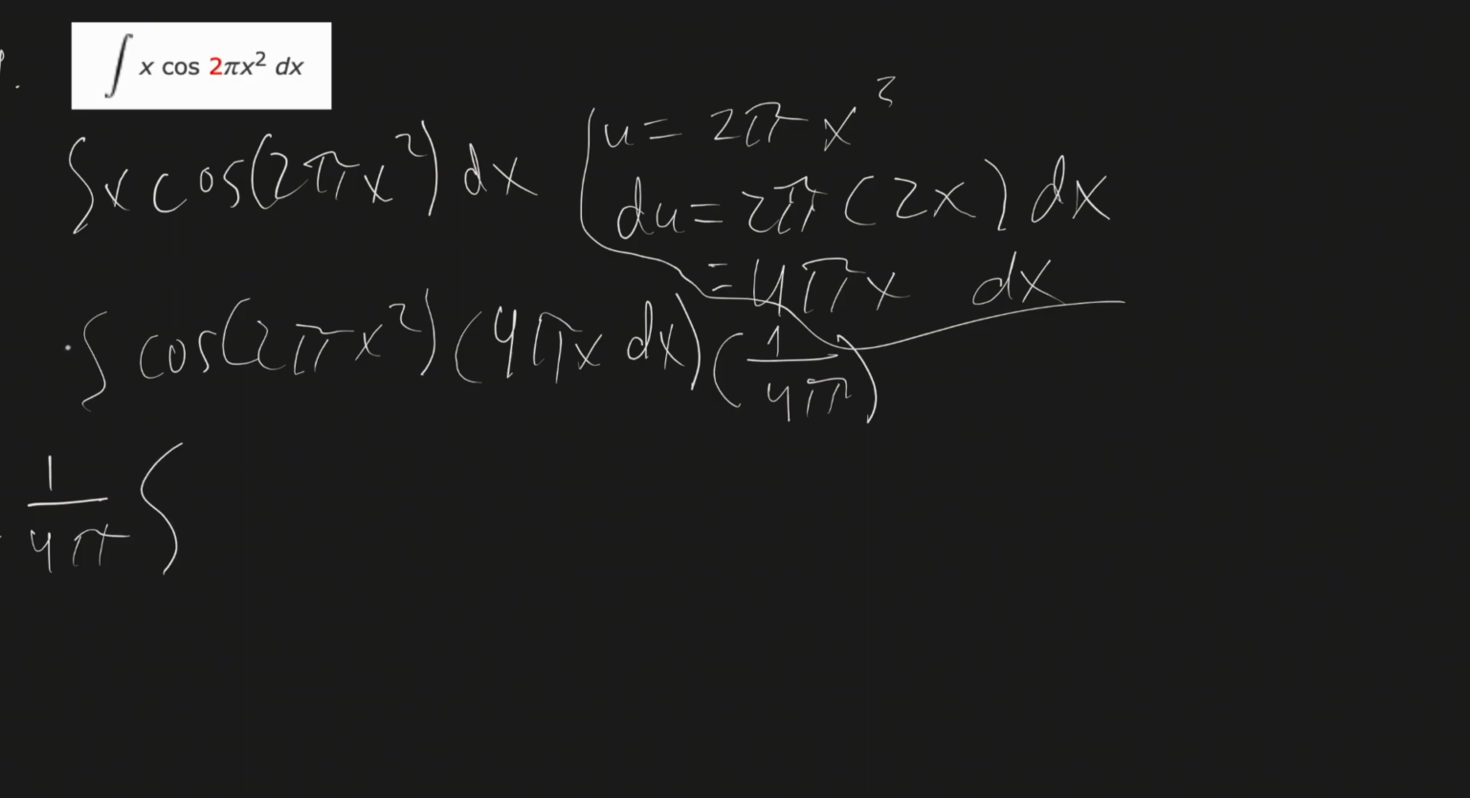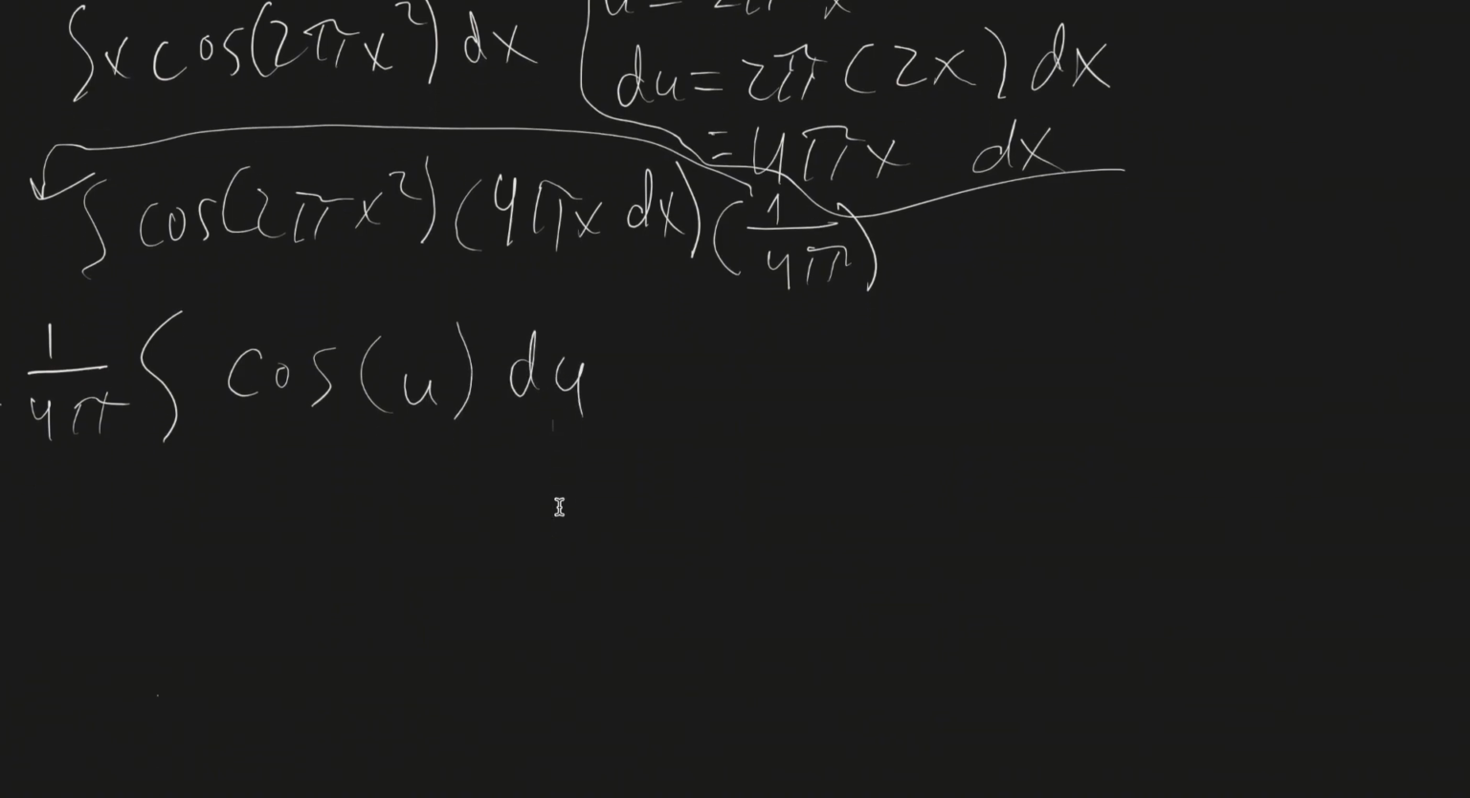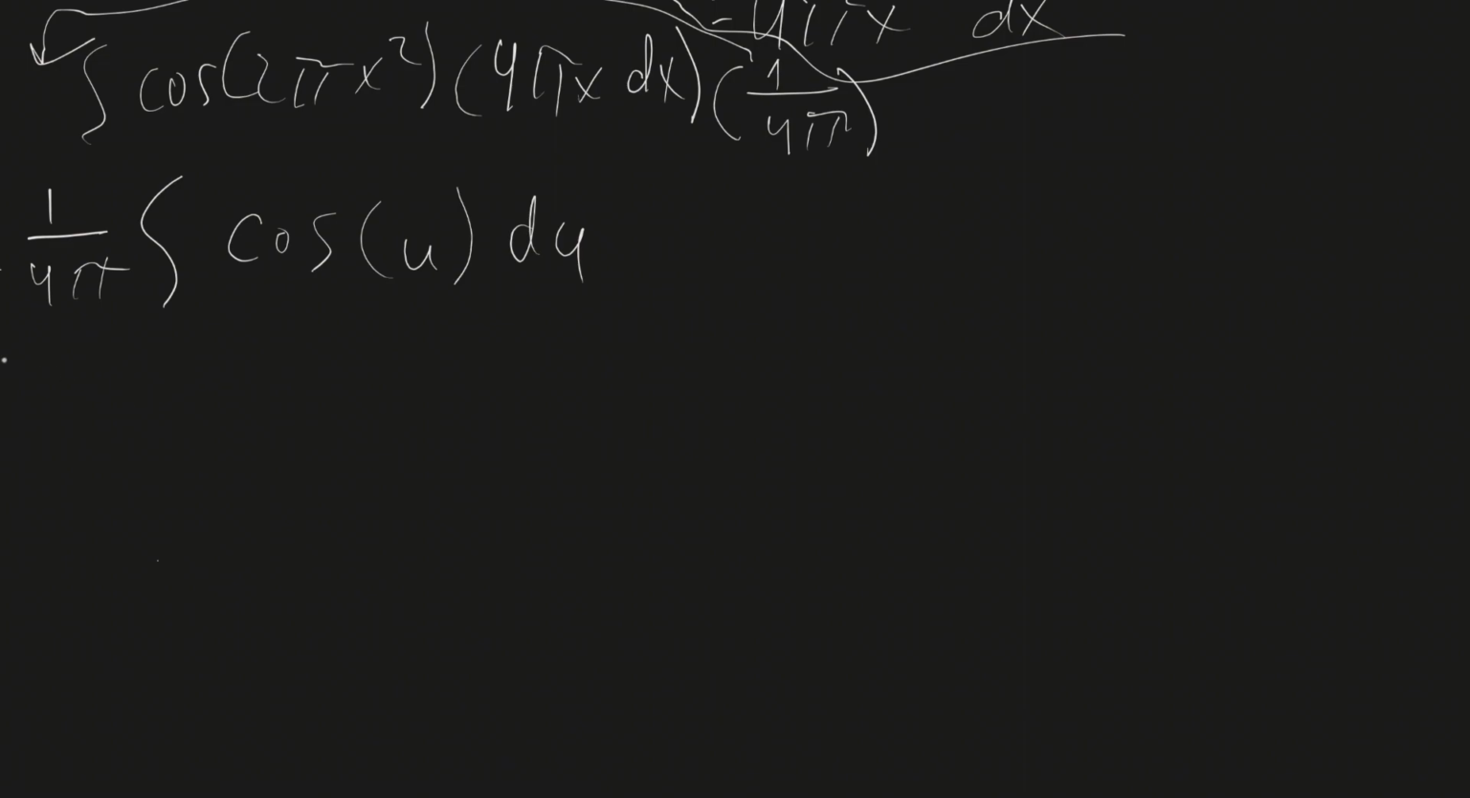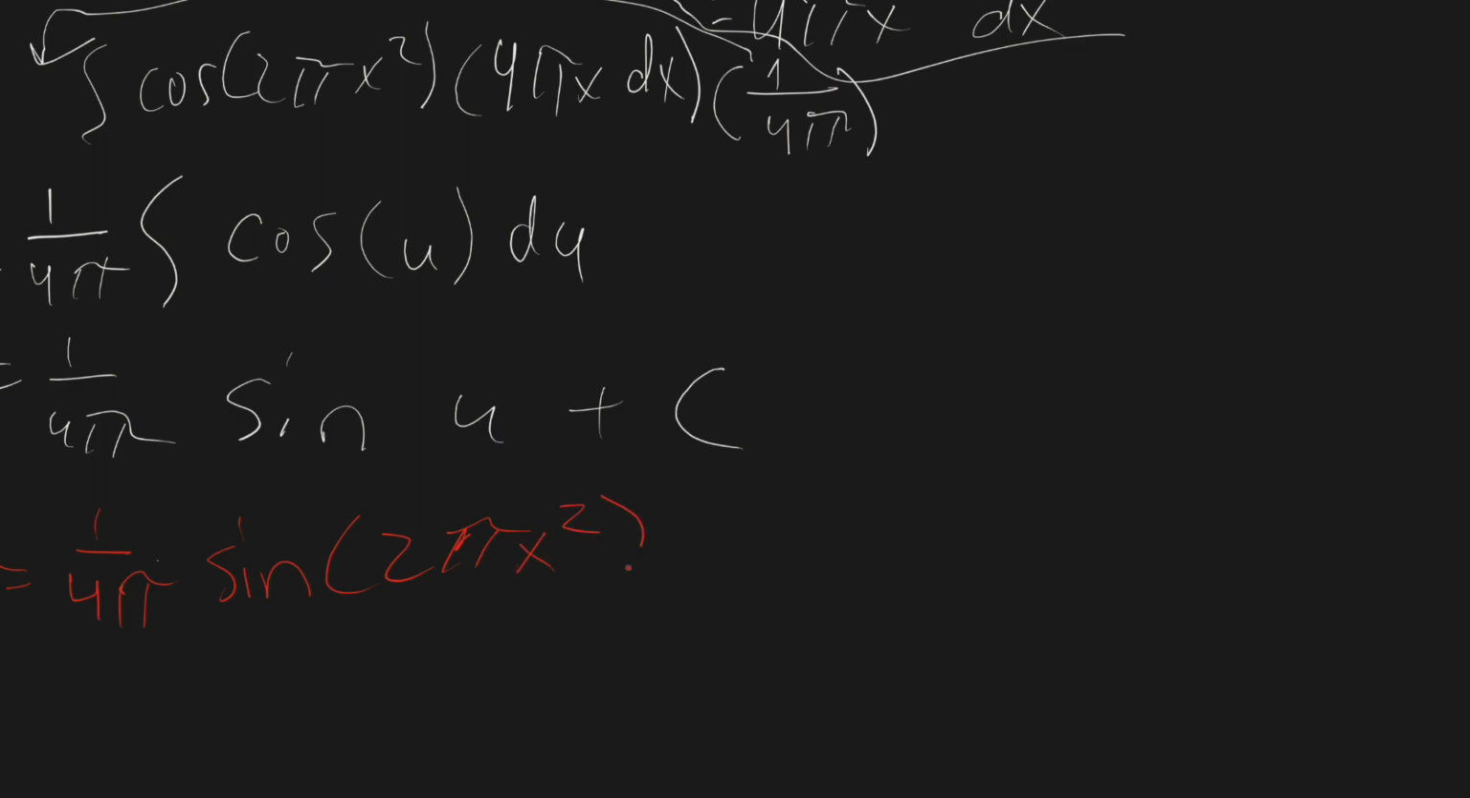Since we can move constants to the outside, all we did is move this here, since you can move constant terms to the outside of the integral. And then we have the integral of cosine of u du. This is simply 1 over 4 pi times the sine of u plus c, which is sine of 2 pi x squared plus c. Next problem.